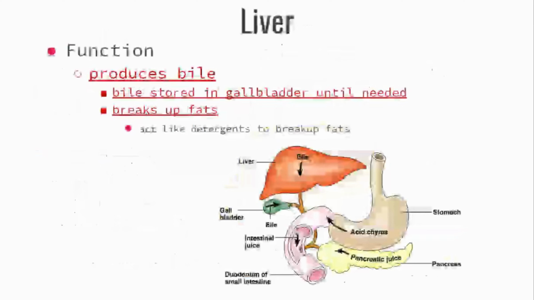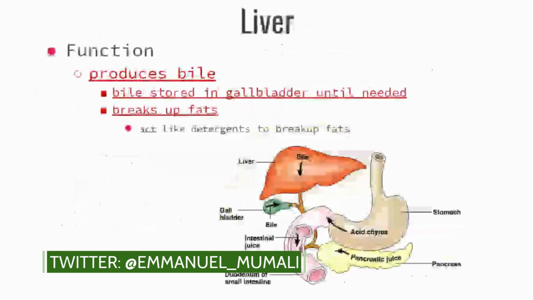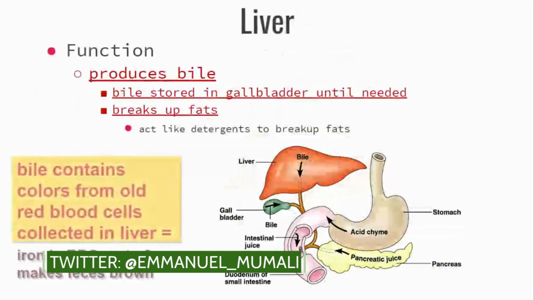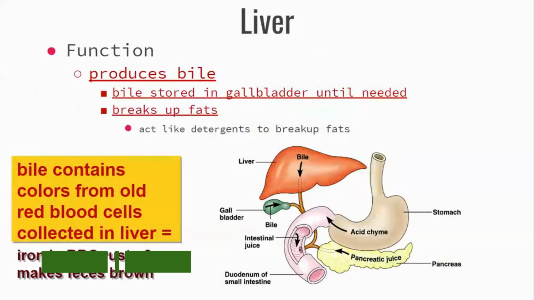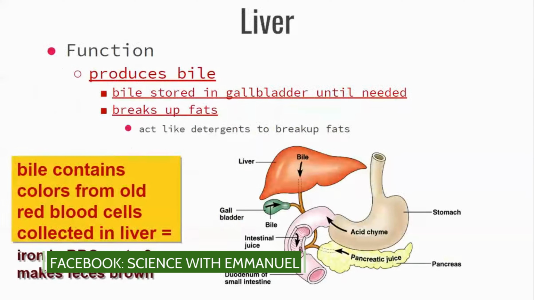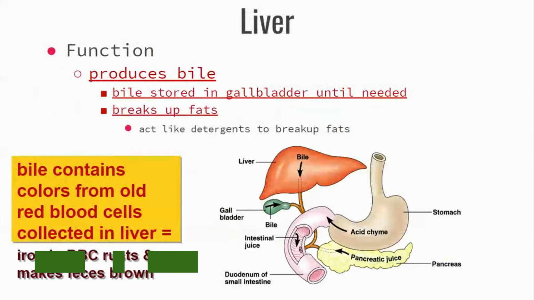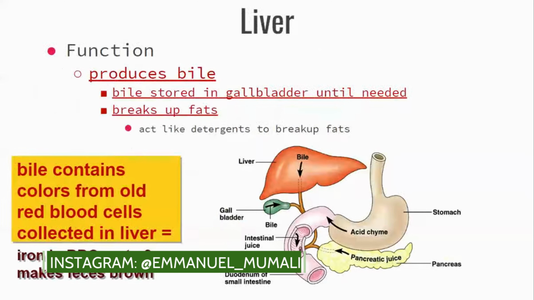The function of the liver includes production of bile. Here, bile is stored in gallbladder until it's needed. The function of the bile is to break up large fat molecules into smaller ones, so it acts like detergents to break up fats. Bile contains colors from old red blood cells collected in liver. Iron in red blood cells rusts and makes feces brown.